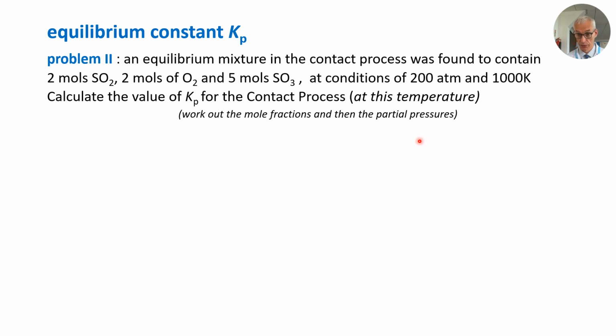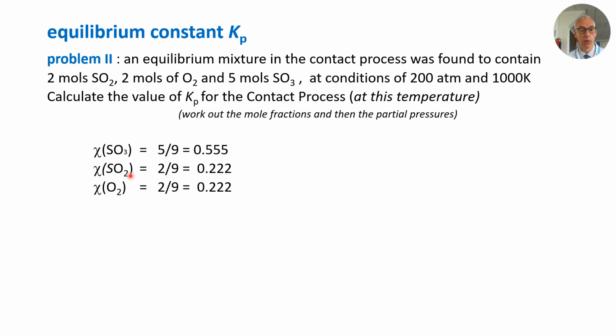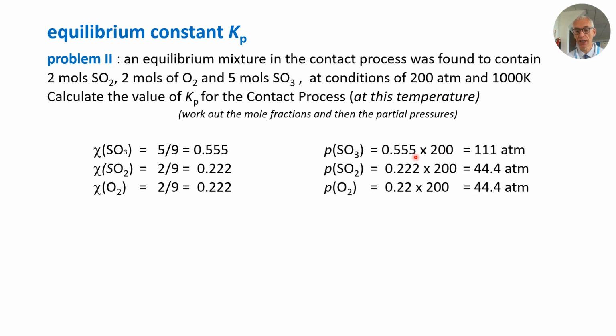So you should have worked out that the total moles is 9. That's 2 plus 2 plus 5. So the mole fraction for sulfur trioxide is 5 divided by 9. For sulfur dioxide, 2 divided by 9. And similarly for oxygen, 2 divided by 9. If we know the mole fractions and the total pressure, we multiply those together to give us the partial pressure for sulfur trioxide at equilibrium, for sulfur dioxide, and for oxygen.